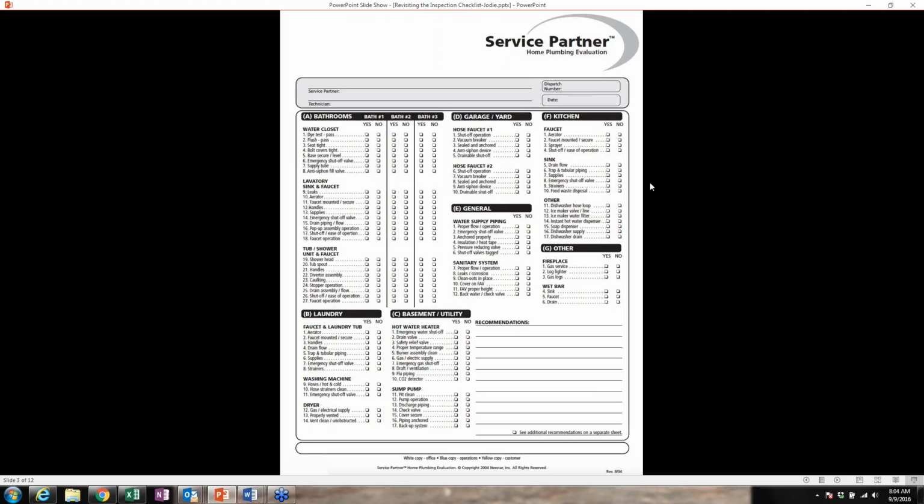At face value, the checklist is pretty harmless, but when you really spend some time dissecting each one of the items in the service partner plan, there's a lot of things for us to look at.